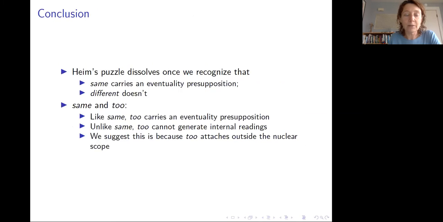So to sum up, Heim's puzzle dissolves once we recognize that same carries an eventuality presupposition and different does not. And we've also looked at the distribution of same compared to 2, where we saw that like same, 2 carries an eventuality presupposition, but unlike same, 2 cannot generate internal readings. And we suggested that this is because 2 attaches outside the nuclear scope. Thank you.